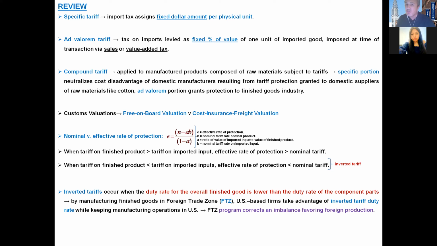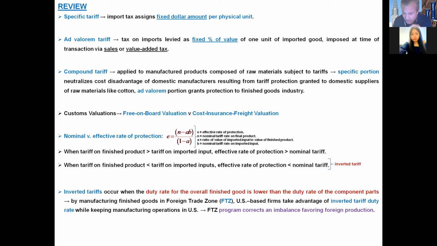We introduced the idea of compound tariffs, which have those two components, the fixed component of the specific tariff and the ad valorem component, to protect what? To protect the manufacturer from higher raw material costs that arise from what? Protection that's granted to raw material suppliers like cotton manufacturers, and also to the finished goods industry, right? So for example, we talked about woven fabrics, and so therefore the manufacturer is compensated both for the higher cost of the cotton and for the competition she faces from low-cost woven fabric imports. As I'm going through this, any questions, jump in, please.